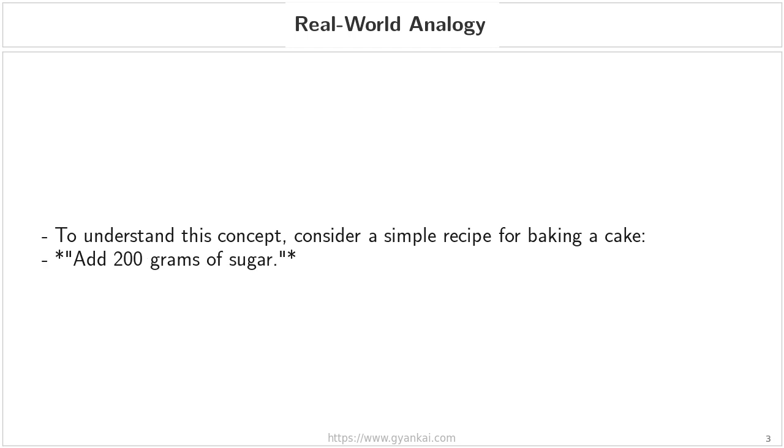Imagine a recipe instruction says, add 200 grams of sugar. Now, in this simple instruction, the word sugar is acting like our variable. It represents something we're adding, but the specific name isn't crucial.